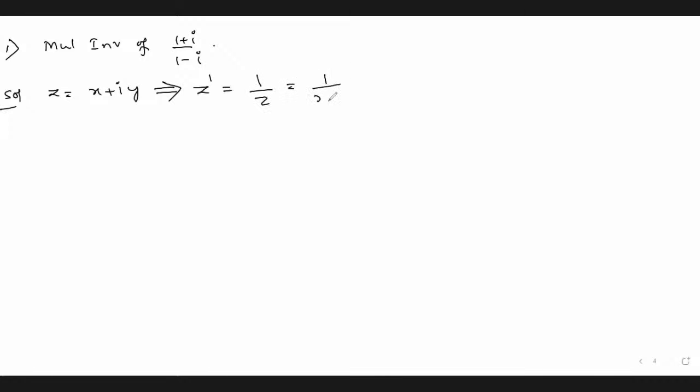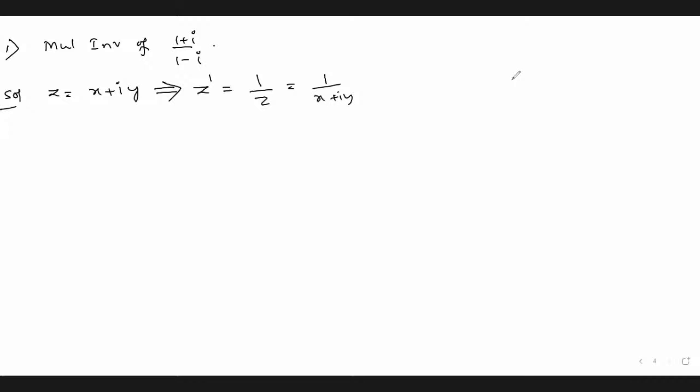Now the problems on complex numbers. Find the multiplicative inverse of 1 plus i by 1 minus i. Generally, to write the multiplicative inverse, you should write the formula of that one. That means you should know the formula of the multiplicative inverse. If z is equal to x plus iy is any complex number, then the multiplicative inverse is called 1 by z. That means 1 by x plus iy.